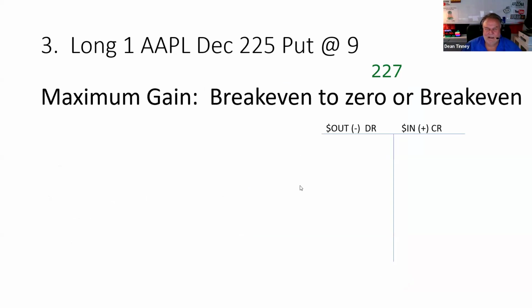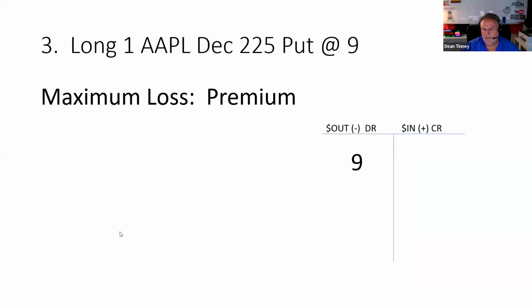All right. So that was our long put. You know, there are a lot of ways to think of the break even. We can say break even to 0, or break even, however you come up with whatever that number is. And that's our max gain there. Our max loss is the premium.